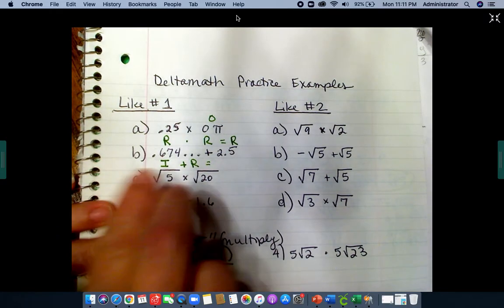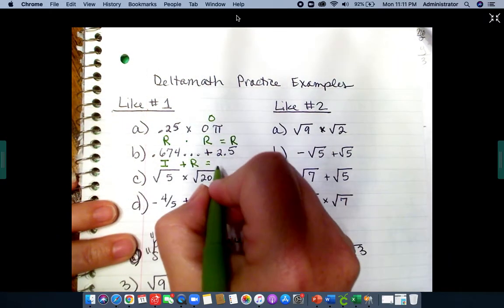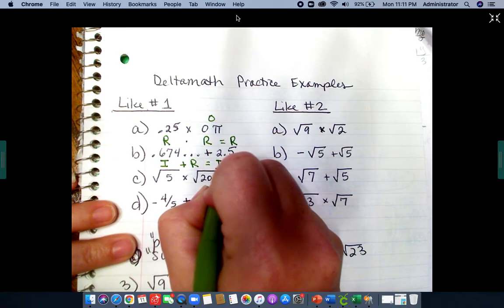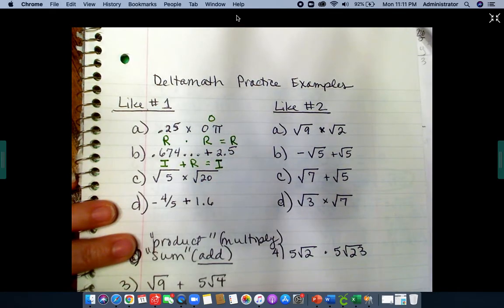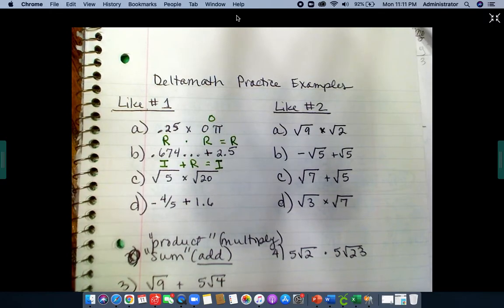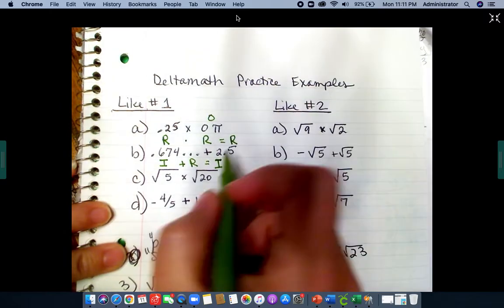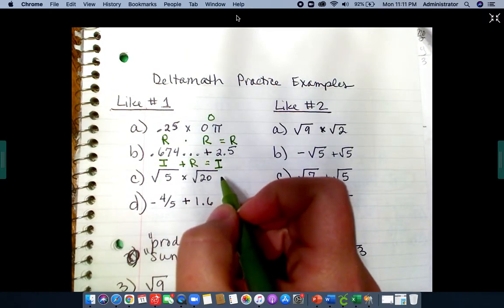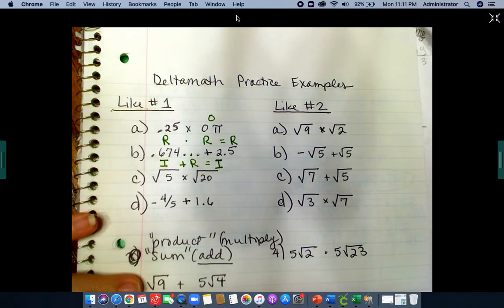So what's going to be true? I plus R is I unless what? Actually, no, I plus R, we went over, was always irrational. So an I plus R is always going to be irrational.